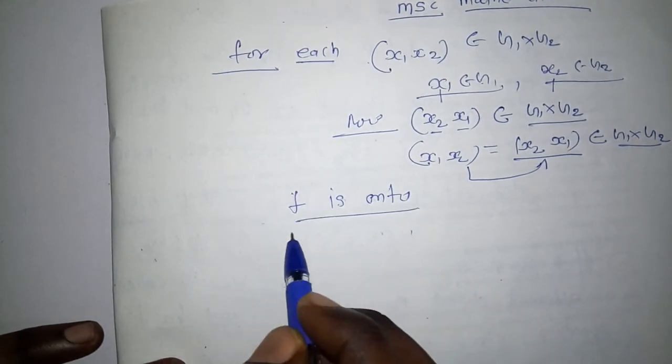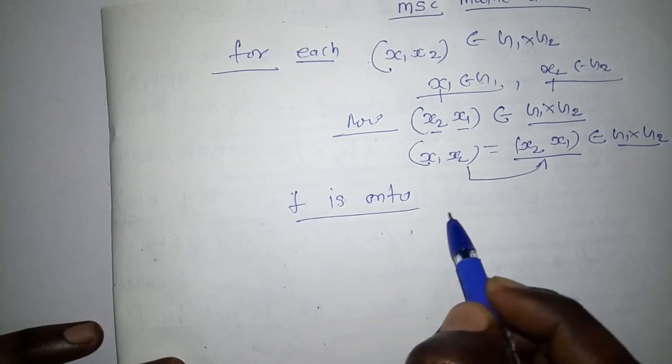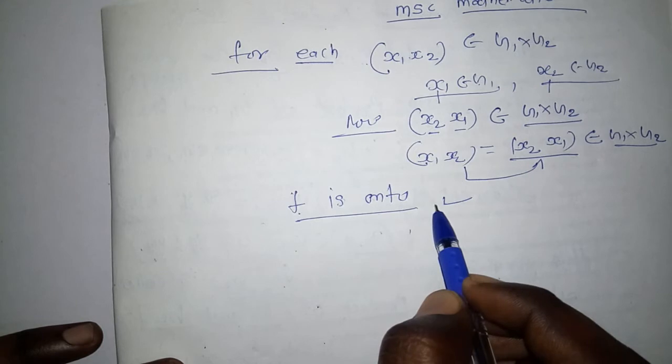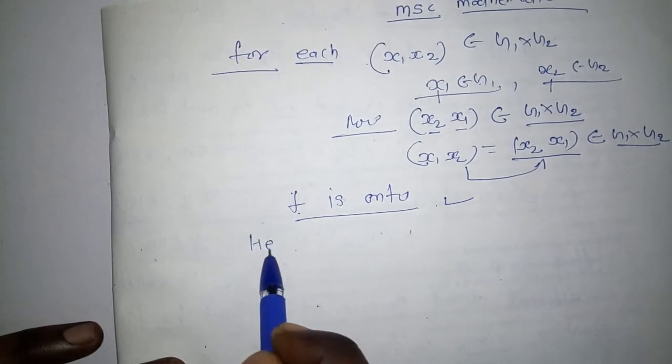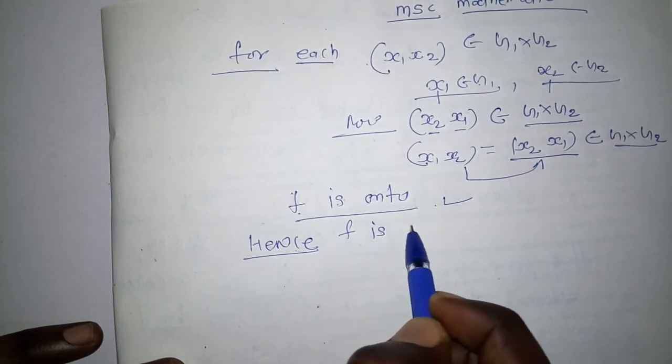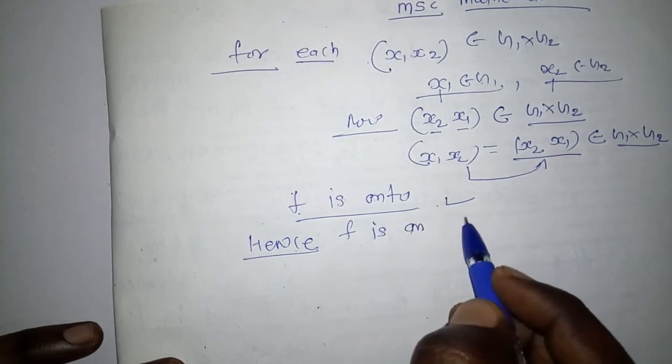Now f is 1-1, we have also proved, and f is onto. Hence f is an isomorphism.